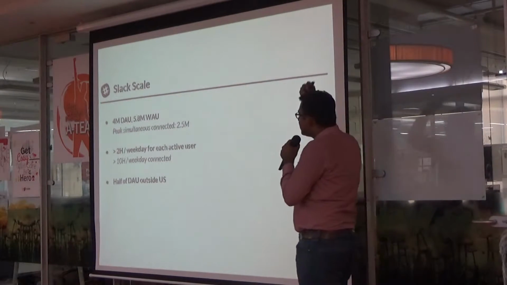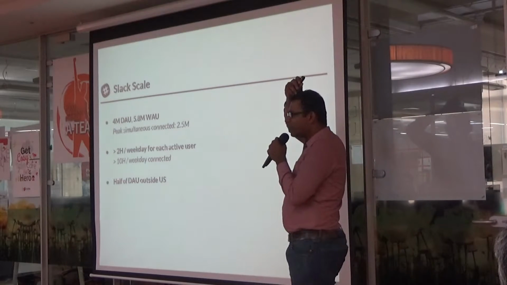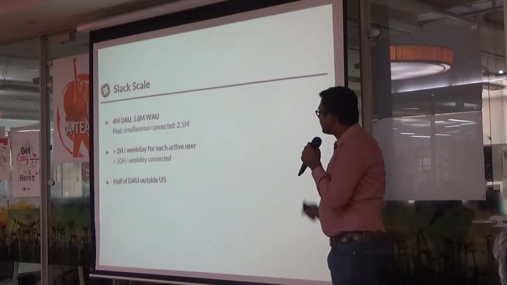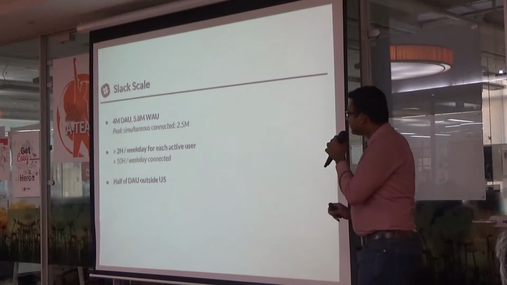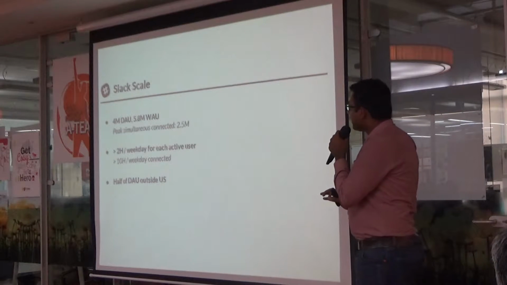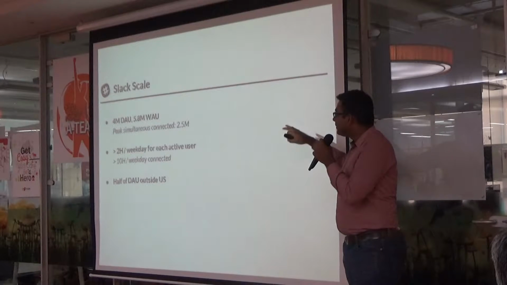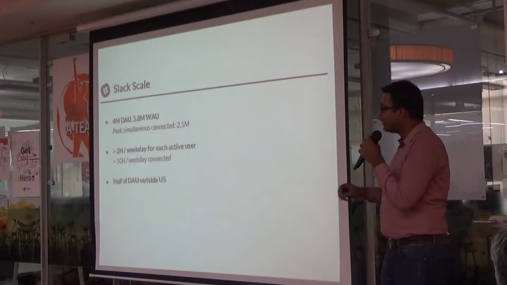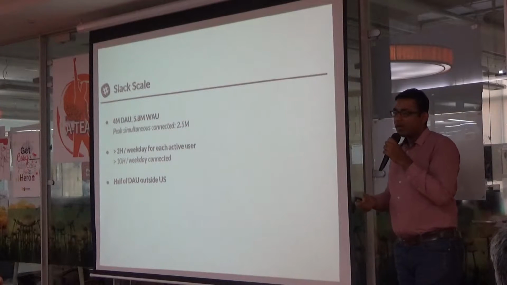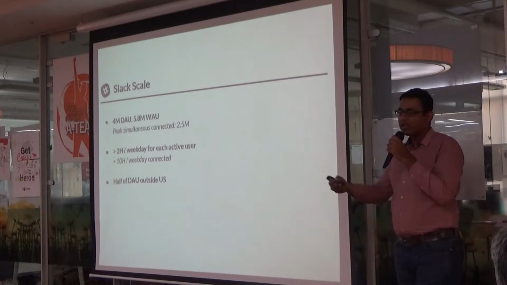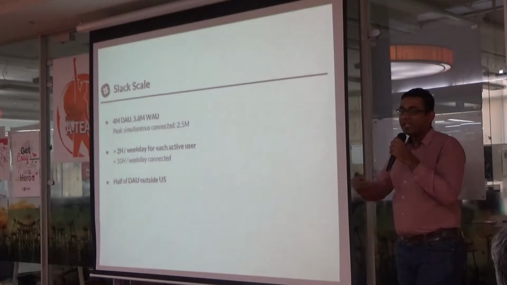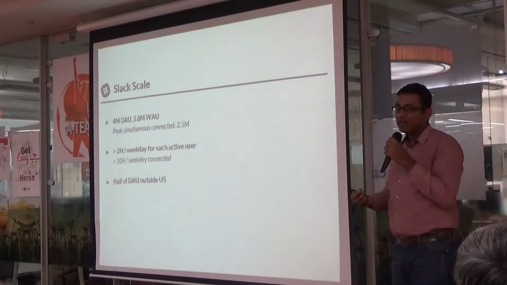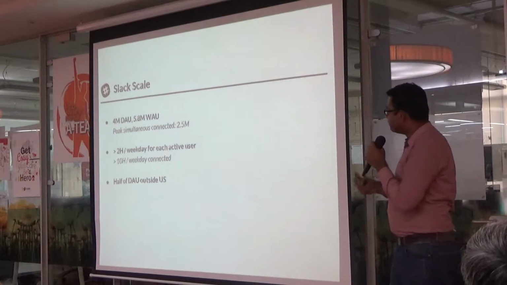Just to give you an idea, they have around 4 million daily active users and around 5.8 million weekly active users. At peak time, the numbers they have reported are that 2.5 billion are connected. The way it works is that you log into your Slack account and keep it open so that you get notifications, much like any chat application.